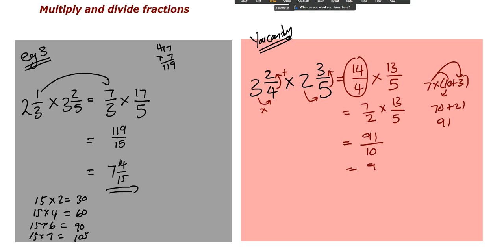We don't really need to worry about that. Keep it as a mixed number. It'll be 9 remainder of 1 over 10. So 9 and 1/10 would be your final answer there.